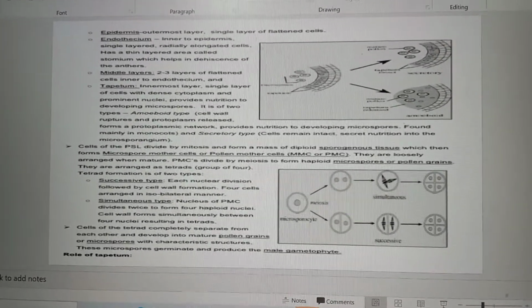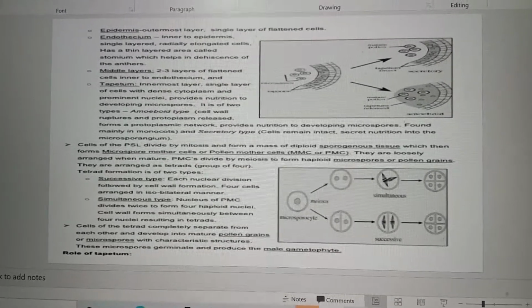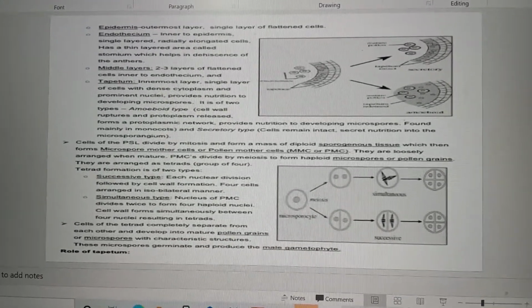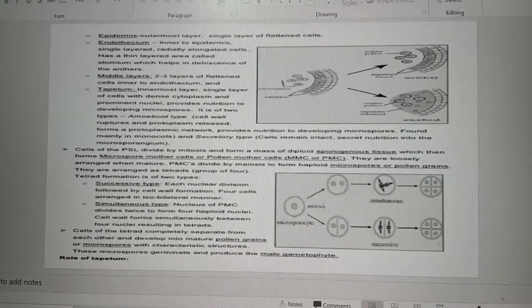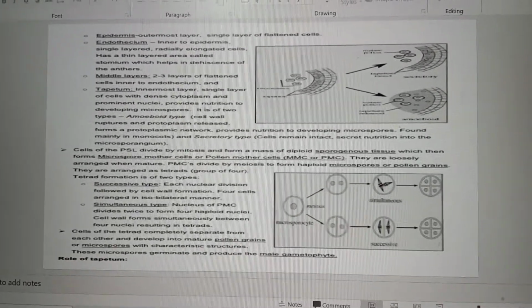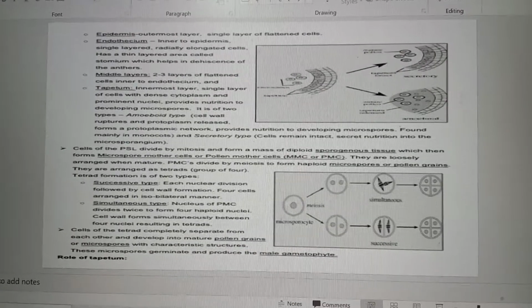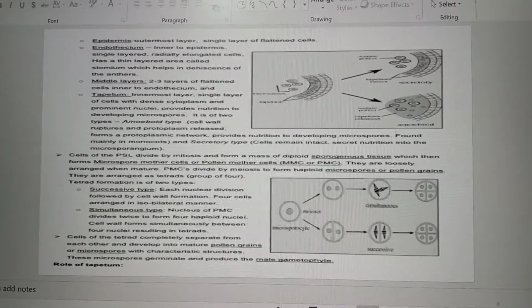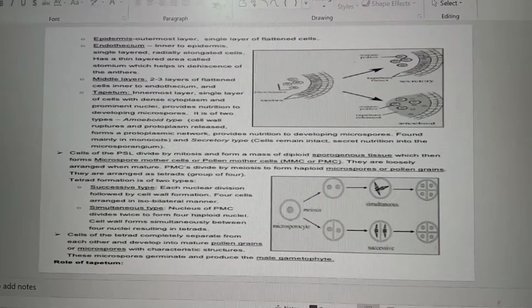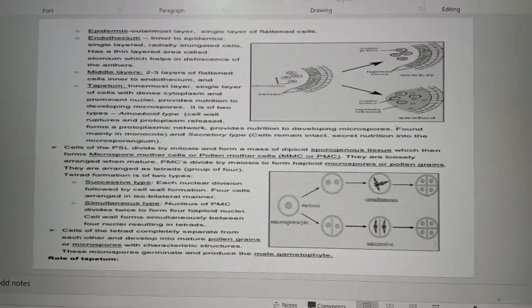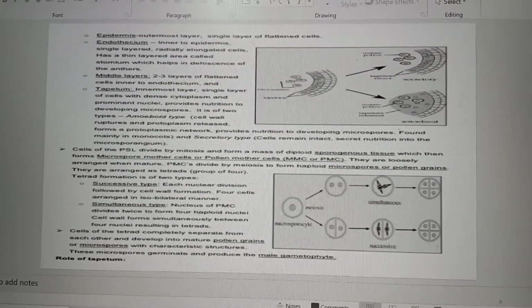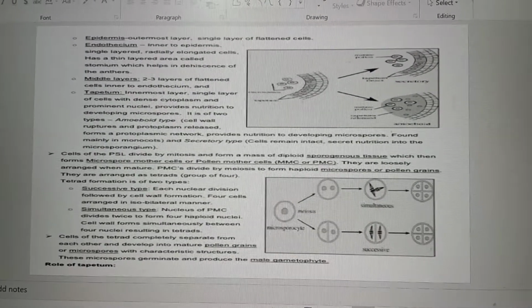Then the middle layers, 2 to 3 layers of flattened cells inner to the endothecium, and the tapetum. Then the innermost layer is the tapetum. It is a single layer of cells with dense cytoplasm and prominent nuclei, and it provides nutrition to the developing microspores, and it is of two types.